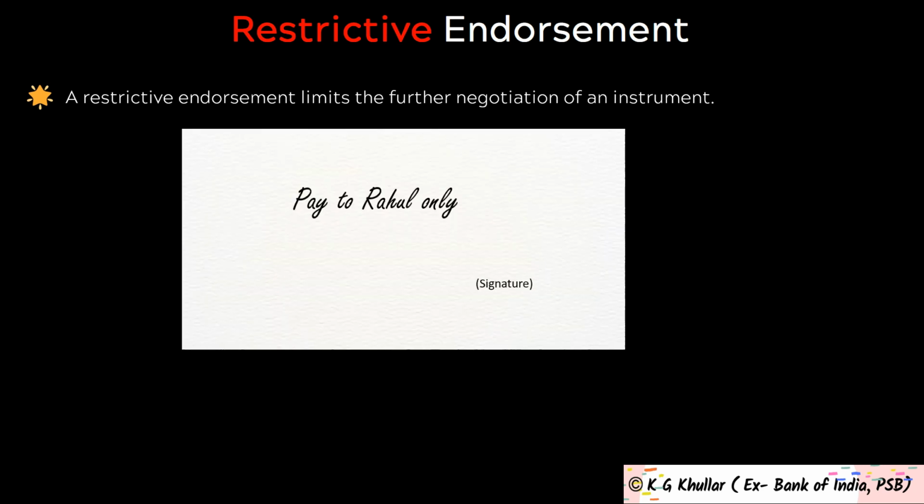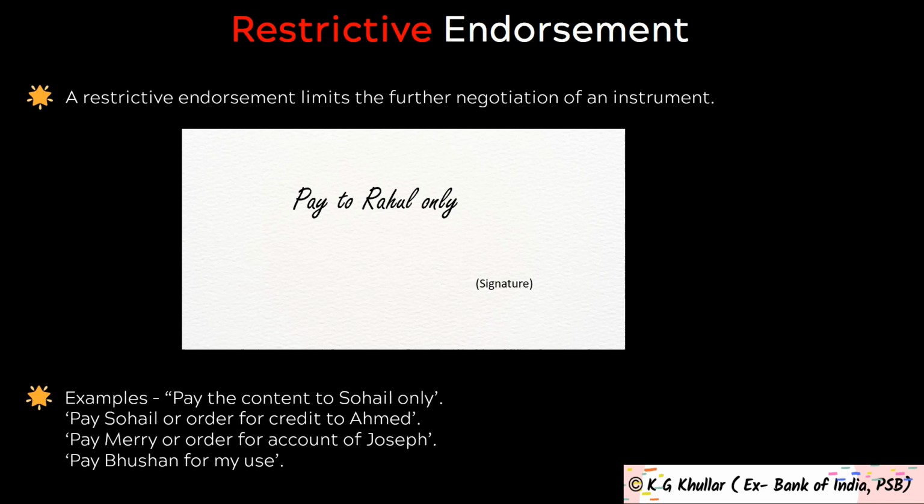So as you can see, when an endorser adds words like pay the contents to Sohail only, or pay Sohail or order for credit to Ahmed, or pay Mary or order for account of Joseph, or pay Bhushan for my use, then all these are types of restrictive endorsements only. As you can see, all these cases are restricting further endorsement of instrument.